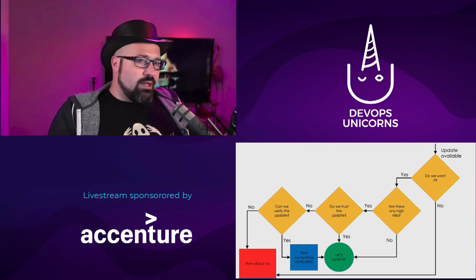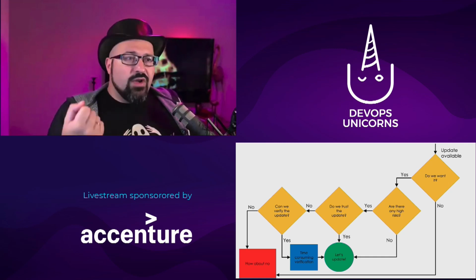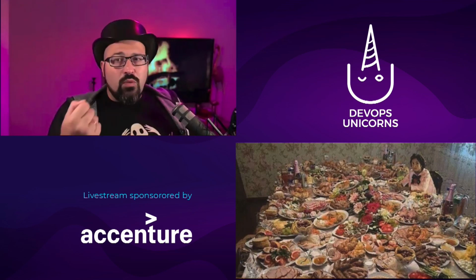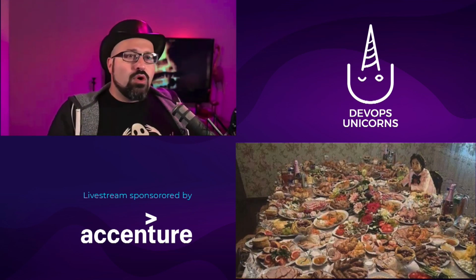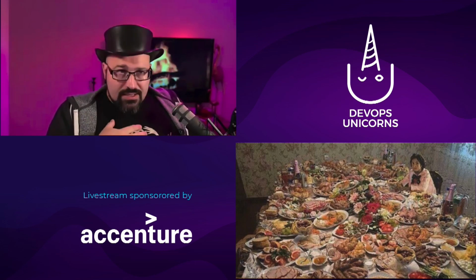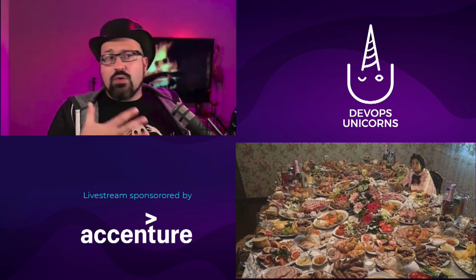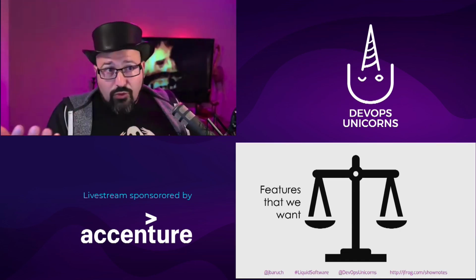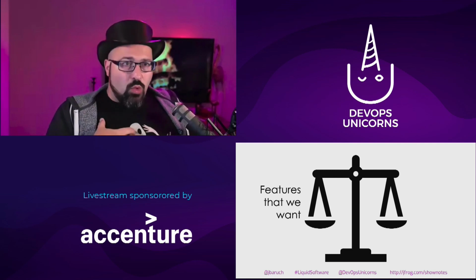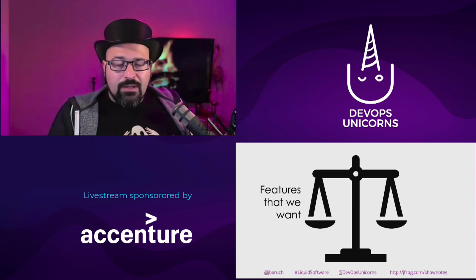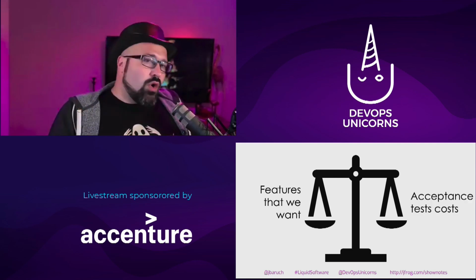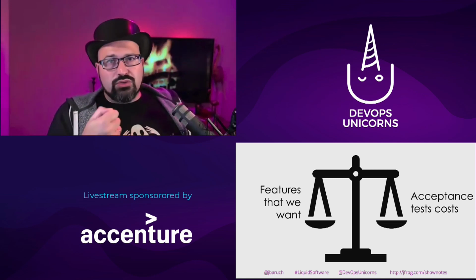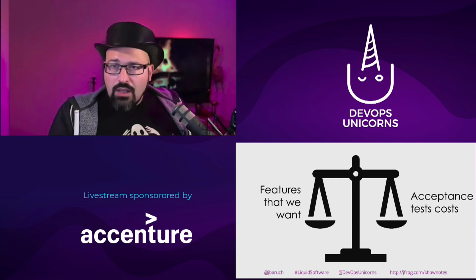Now, this problem creates an incentive for the vendors to put more food on the table. They want to make the updates more lucrative to us, the users. So in fact, we have a trade-off between features that we as users want that the vendors put on the table, and the time and the cost of the acceptance test that we need to invest in order to take the feature.